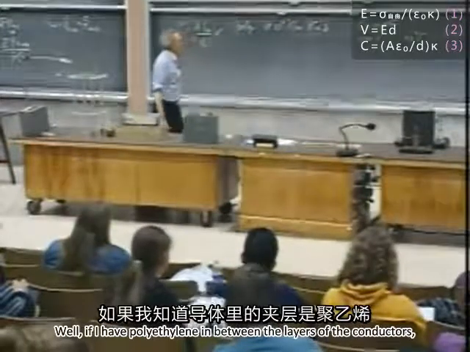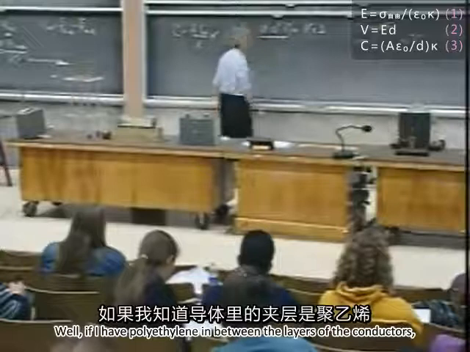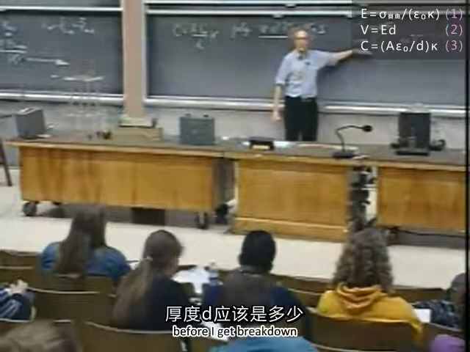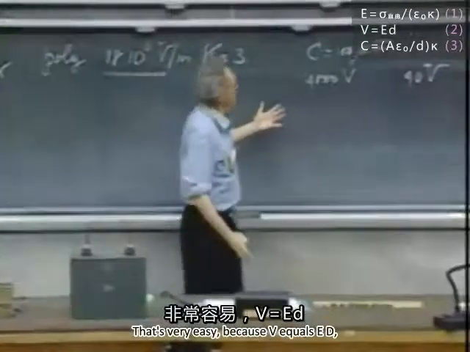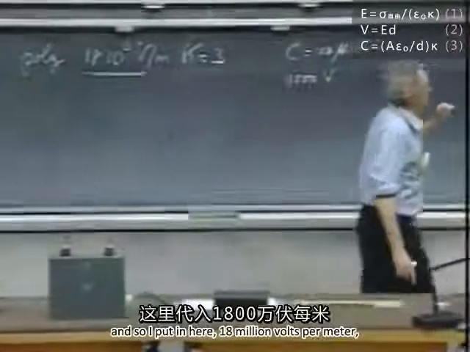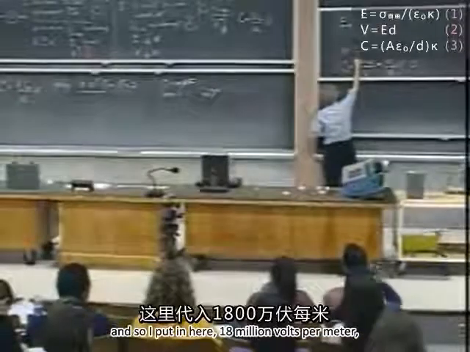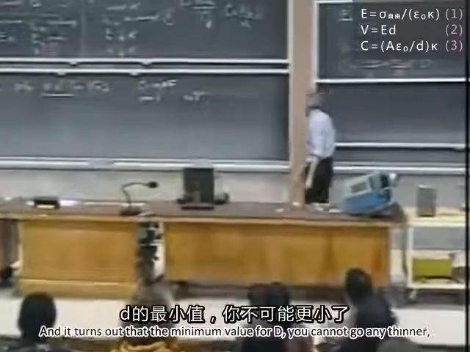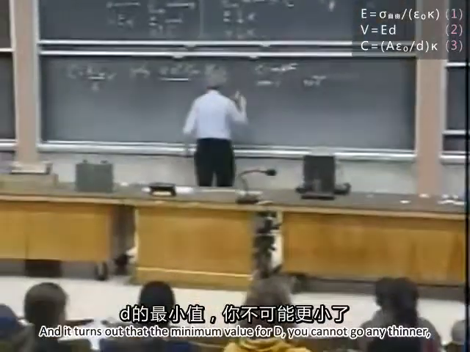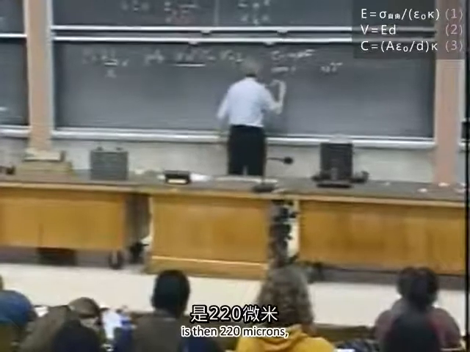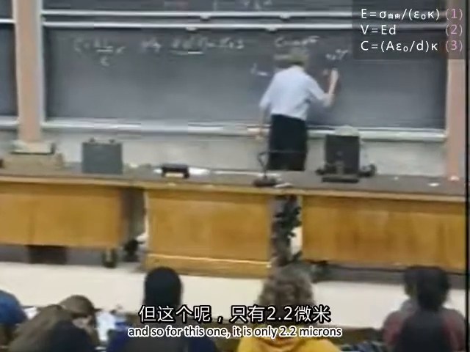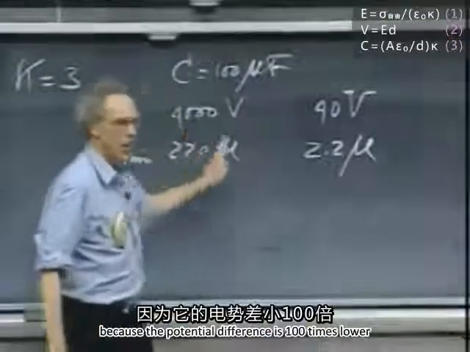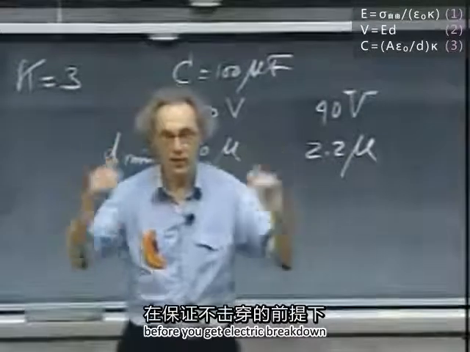Well, if I have polyethylene in between the layers of the conductors, then I can calculate what the thickness D should be before I get breakdown. That's very easy, because V equals ED, and so I put in here 18 million volts per meter, and I go to 4,000 volts, and then I see what I am with D. And it turns out that the minimum value for D, you cannot go any thinner, is then 220 microns, and so for this one, it is only 2.2 microns. You can make it much thinner, because the potential difference is 100 times lower. So you can make the layer 100 times thinner before you get electric breakdown.